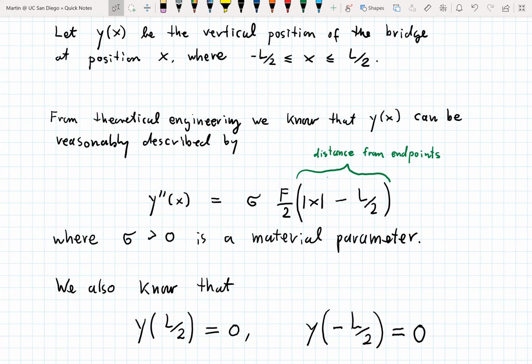The boundary conditions tell us that the vertical displacement of the bridge at the bridge endpoints is zero. At the left endpoint, y of minus l over 2 equals 0, and at the right endpoint, y of l over 2 equals 0. That simply tells us that this bridge is fixed at the left and the right endpoints.